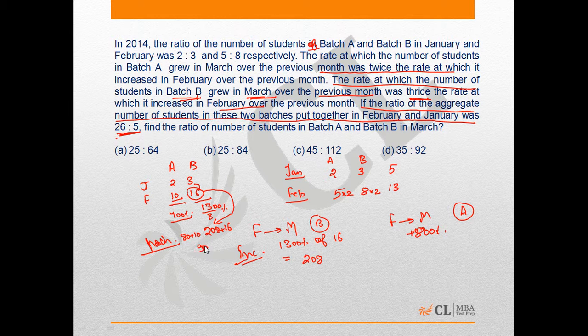So what is this ratio? 90, and this is 2 to 4. So the simplified ratio would be 45 to 112. It should be done in round 2. The answer is C.